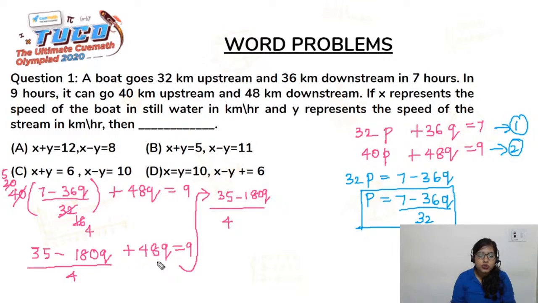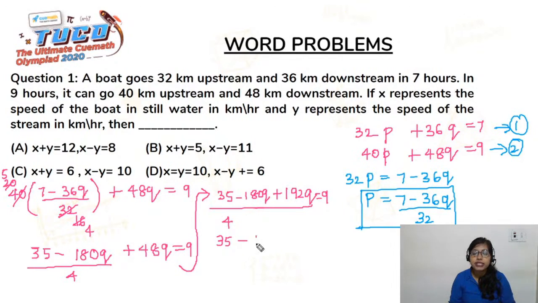8 times 4 is 32, 16, 17, 18, 19. So plus 192q is equal to 9. Okay. So from here, what can we say is, we can take this 4 times of 9 as 36. So 35 minus 192 minus 180 is going to give us a 12q, which is equal to 9.